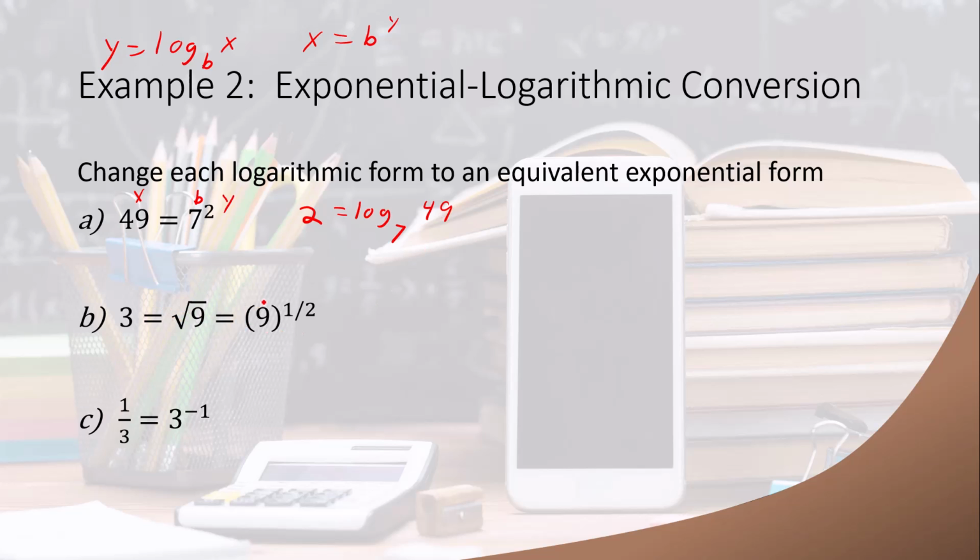Here we have the exact same thing. We have y, we have b, we have x. So we have that 1/2 is equal to log base 9 of 3. Okay? And then finally, we have once again y, b, and x. And here we will have that -1 equals the log base 3 of 1/3. Which actually does indeed make sense.